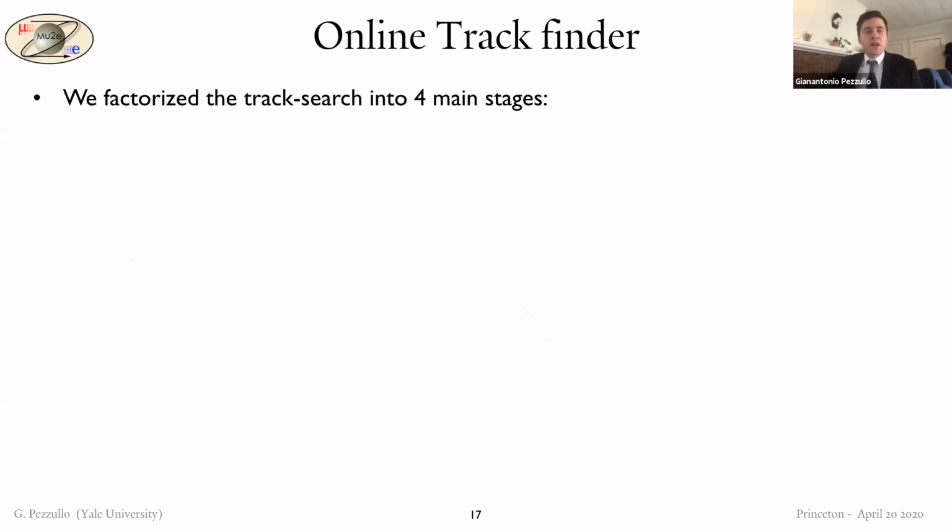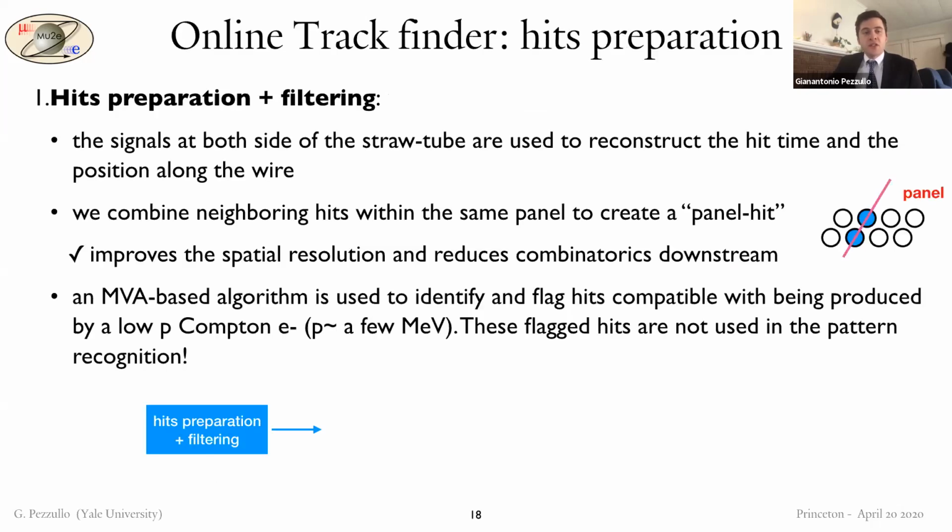So we factorized the track search into 4 main stages. In the first one, we essentially prepare the hits by reconstructing them. So we combine the information that we have from the electronics on both sides of the straw tubes in order to reconstruct for each straw tube a given hit time and position along the wire. And then what we do is combining the straw hits within the same panel in order to create a so-called panel hit.